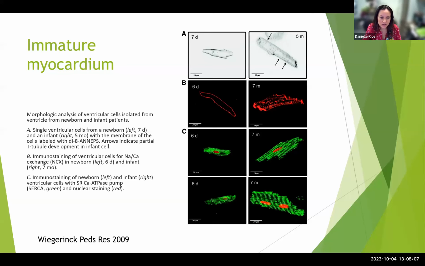Additionally, neonatal myocardial cells are also known to be less compliant. There's about 70% of non-contractile tissue, and they're also less responsive to inotropes.